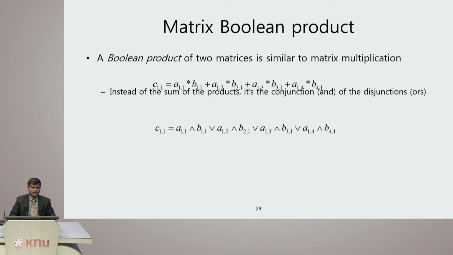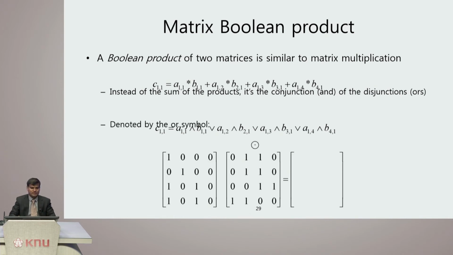Could you see the relationship? Whenever there is a multiplication, we use the AND operation, and whenever there is an addition, we use the OR operator. So based on that, we can simply bring out this relationship. If you want to find this one, which is supposed to be C11, you know what relationship you are going to come up with.